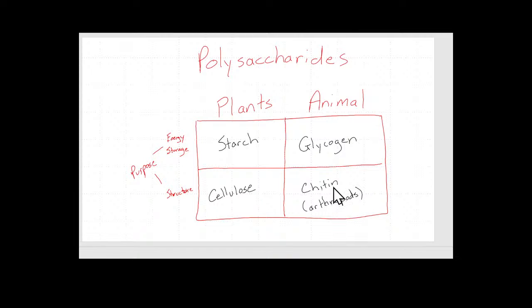Okay, next up we've got chitin, and this is something you'd find on arthropods. Arthropods are things like insects and lobsters and anything with a shell or an exoskeleton. And you might have learned about that in your biodiversity class last fall. But chitin is going to be a very strong structure, an exoskeleton. That's the outer skeleton on these kinds of organisms. Okay, that's the last we'll talk about polysaccharides for a while.